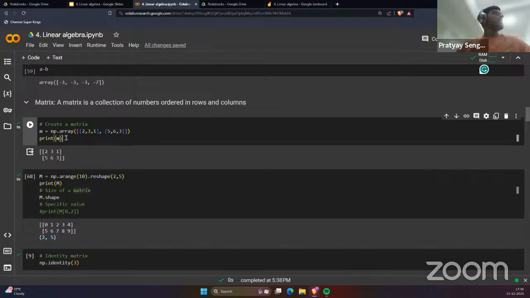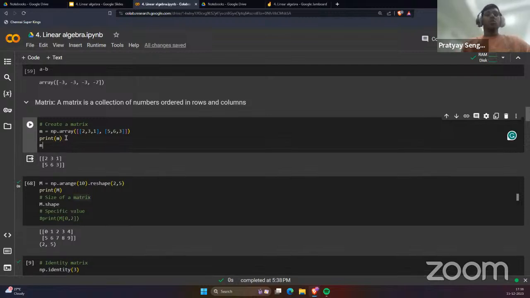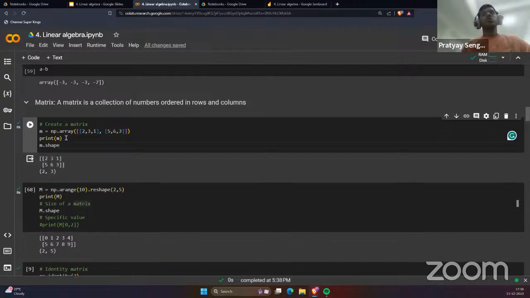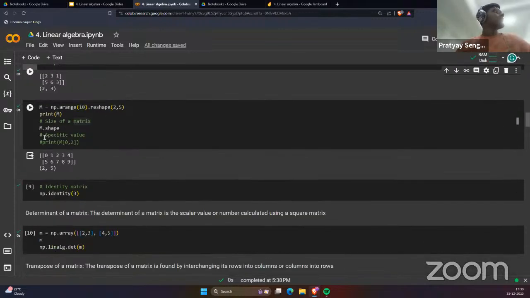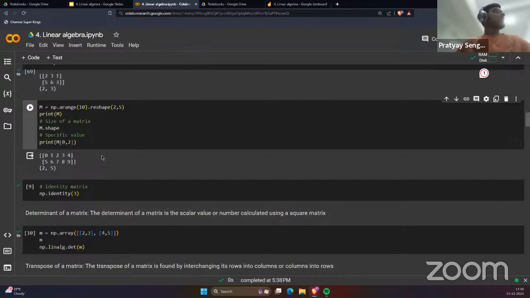Now here for M, what will be your shape? So if I do M.shape, this is 2 cross 3. So you can get the matrix shape, the number of rows and number of columns, using shape. Similarly, shape is also used for pandas. If you have any data frame, you can use it. You remember the second class we discussed, pandas.shape. That will also give you number of rows versus number of columns. And then if you want any specific value, you can just give indexing, right? So indexing 0 2 is 2, right?